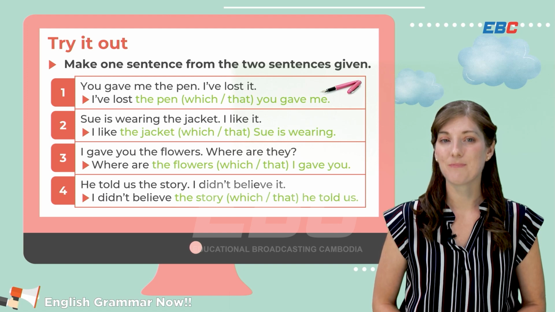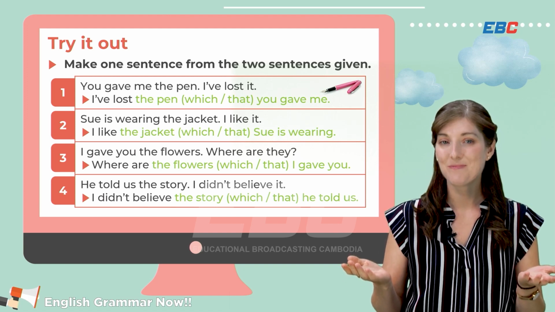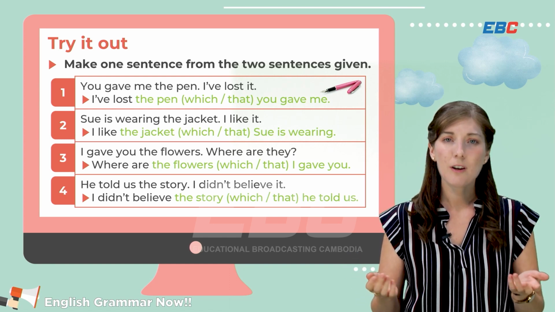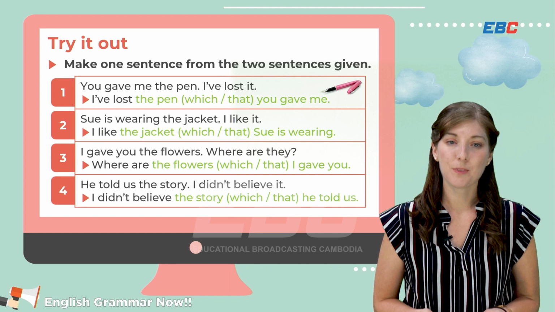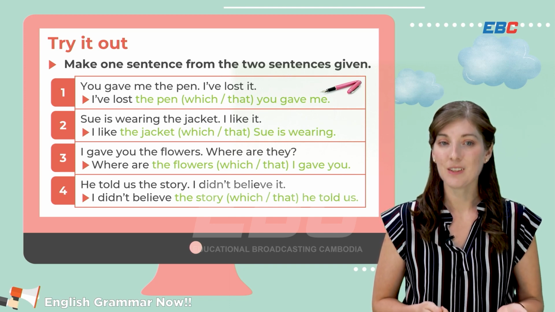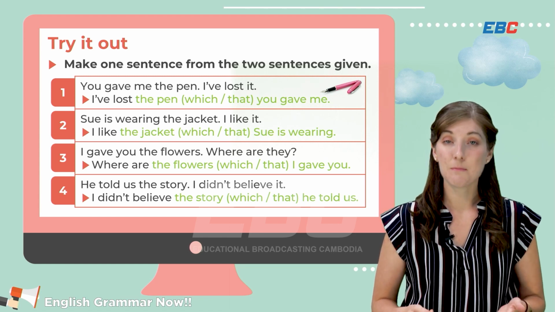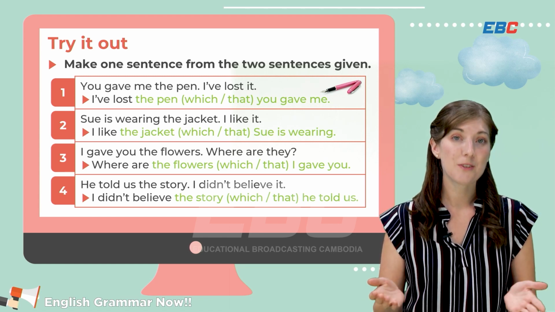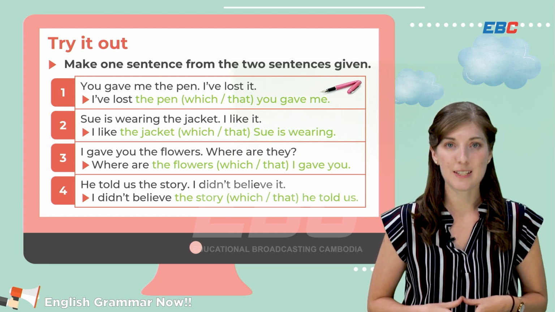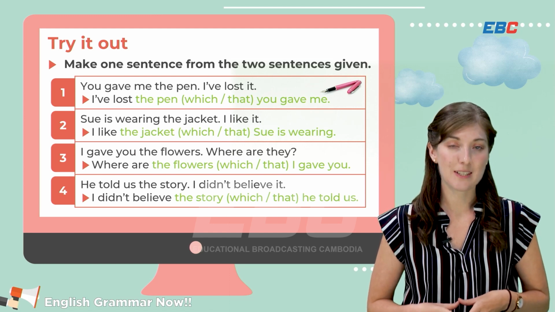Number 3, I gave you the flowers. Where are they? We could put that together in one question to say, where are the flowers which I gave you? Or, where are the flowers that I gave you? And number 4, he told us the story. I didn't believe it. We could put those together to say, I didn't believe the story which he told us. Or, I didn't believe the story that he told us.